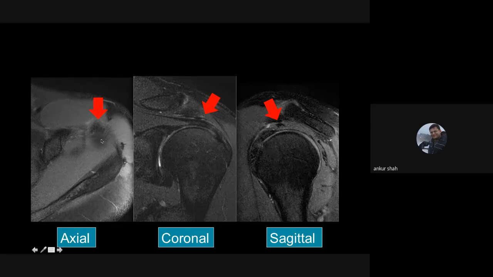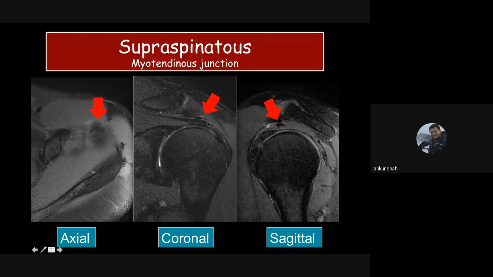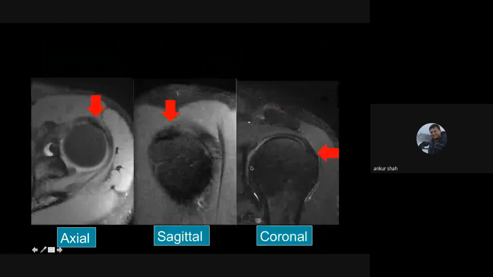So on axial imaging plane, you can see here, all this is the myotendinous junction. The supraspinatus muscle, this is myotendinous junction, and this is the supraspinatus tendon. Same in sagittal plane. This is supraspinatus, this is infraspinatus, this is teres minor, this is subscapularis. So you can see it very clearly in all imaging planes.